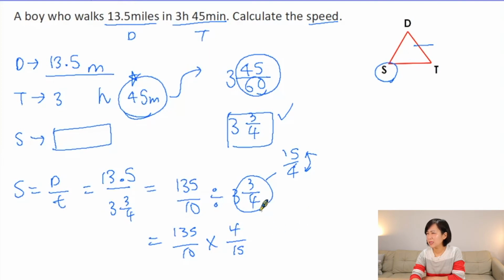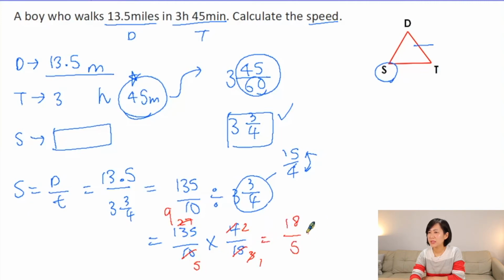Is there anything we can simplify? Yes. 15 divided by 5, and 5 divided by 5. We've got a 2. 27 again, then 9. We've got a 2, 5. So the answer is 18 out of 5.